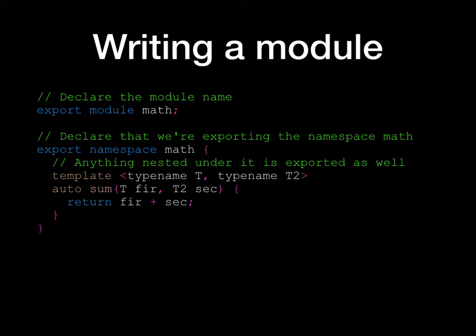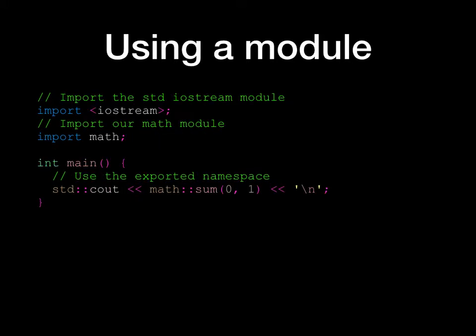Now, if we want to use our module, we'll just need to say import math. And then in our main function, we can use the math namespace as if it were any normal C++ namespace. Do know that we're also using the import syntax for iostream, not an include.